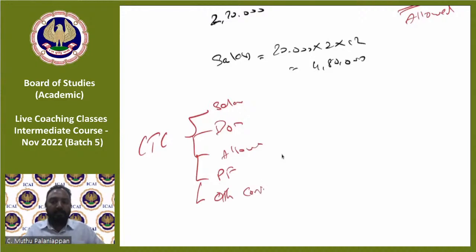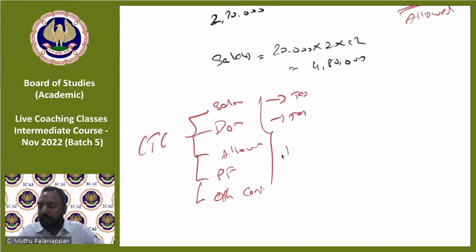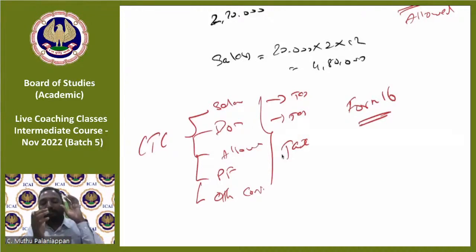Now your Form 16 will talk only about taxable components. So how much of this is taxable here? How much of this is taxable here? How much of this is taxable here? So everywhere you take the taxable component and then prepare Form 16. So Form 16 is the taxable income of an employee.